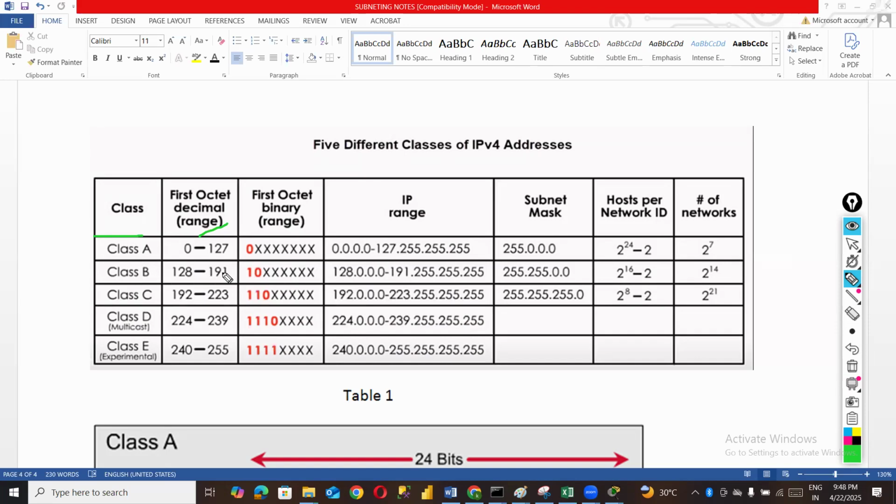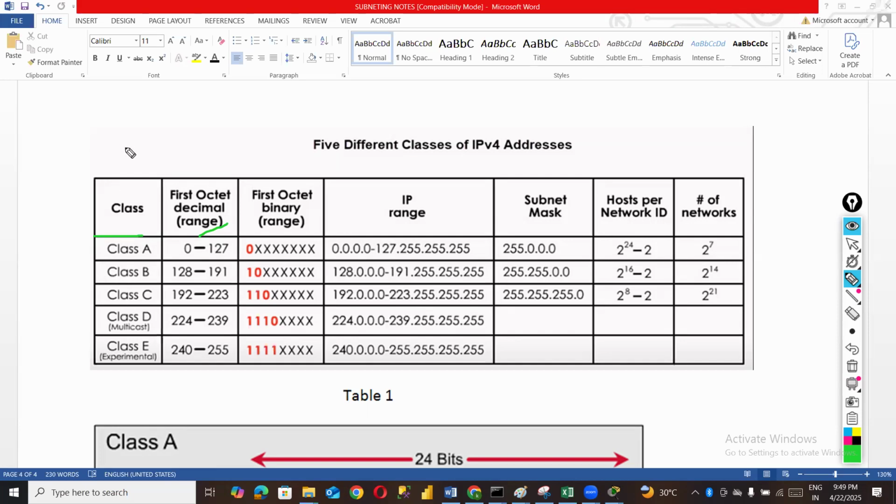And what about class B? 128 to 191. And the range would be 128.0.0.0 to 191.255.255.255. Okay. And what about class C? 192.0.0.0 to 223.255.255.255. Okay, fine.